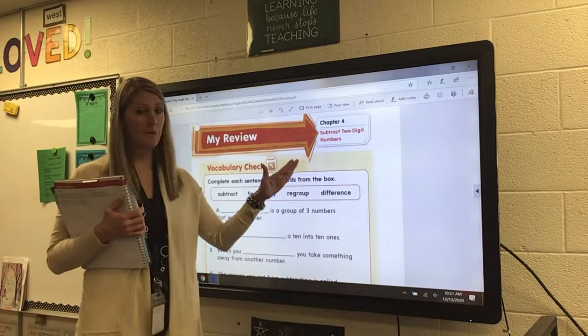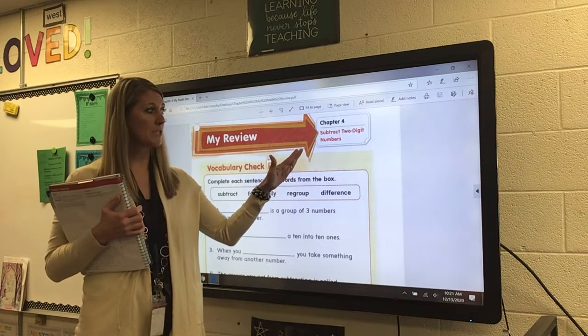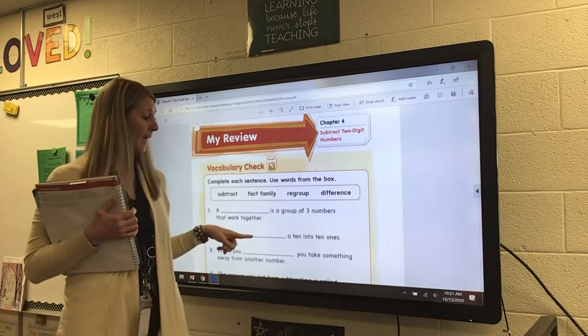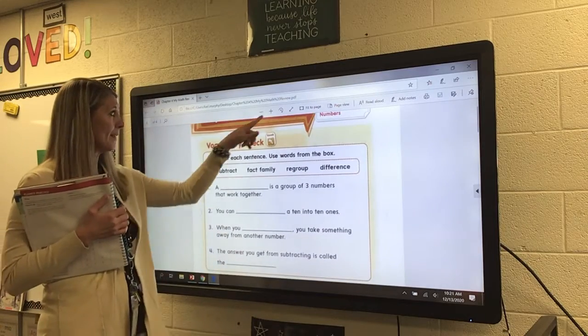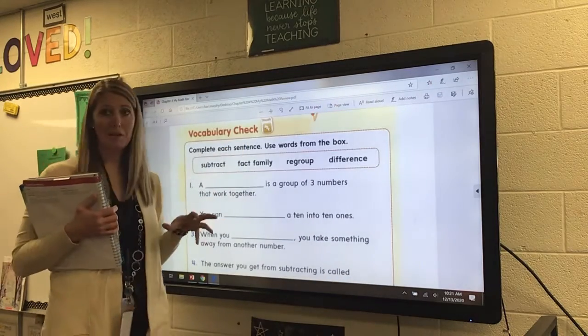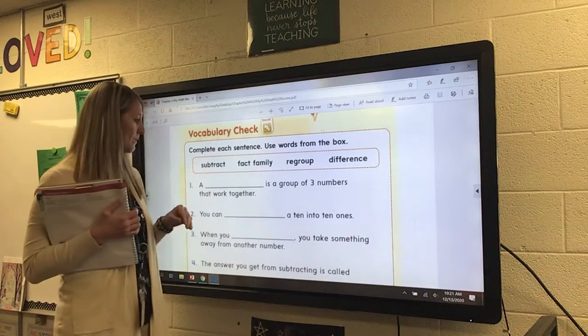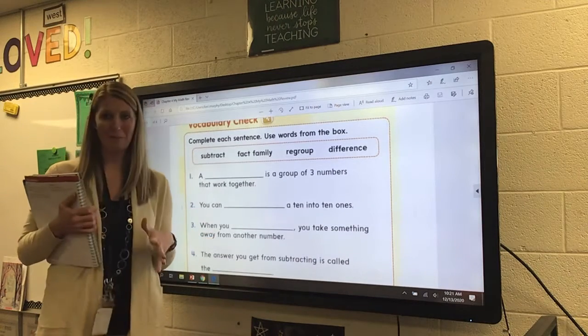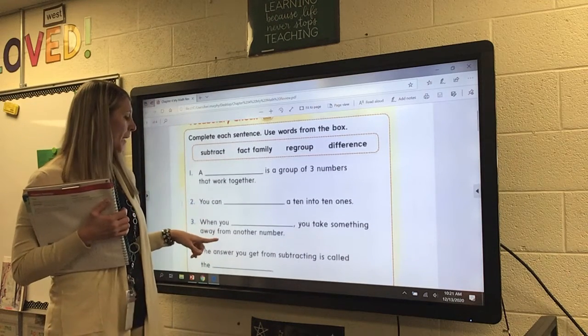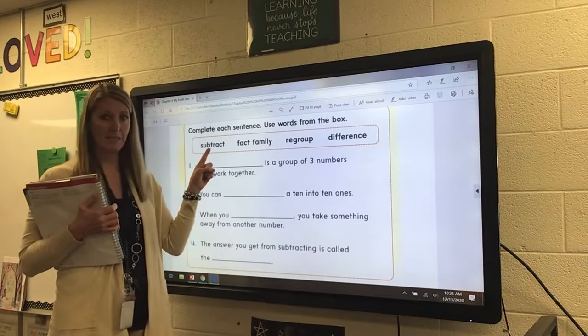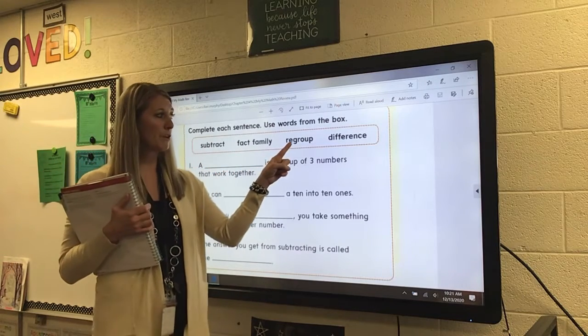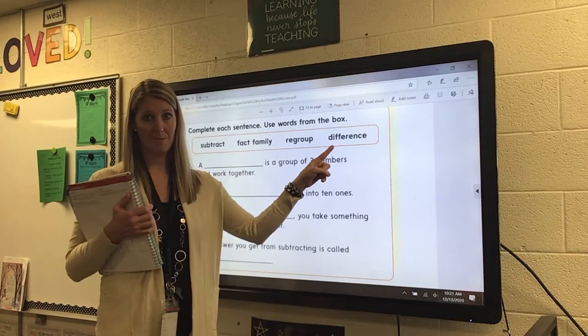Now, we are reviewing Chapter 4, which is subtracting two-digit numbers. And I'm going to do this top part with you because I would like you to make sure you understand our vocabulary words for this week. I should say this chapter. Chapter 4's vocabulary words were subtract, fact family, regroup, and difference.